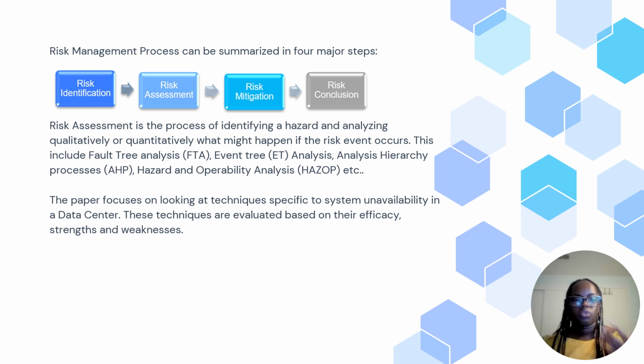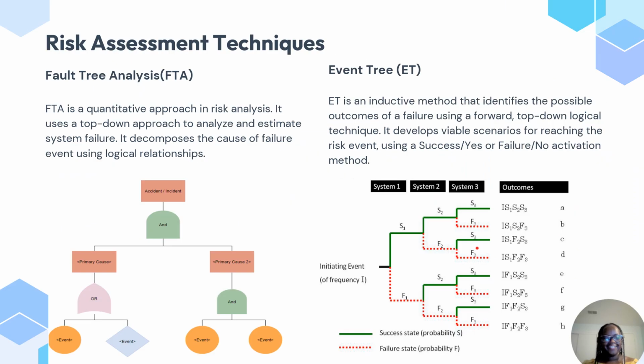Then we go over to risk mitigation, which are the actions that are taken to avoid and prevent the risk from occurring. Here the risk can be avoided, accepted, mitigated, or even transferred. Finally, the last step is the risk conclusion, where we give a summary of the actions of reducing and avoiding the risk. The risk assessment techniques used for this hybrid framework are the fault tree analysis and the event tree.